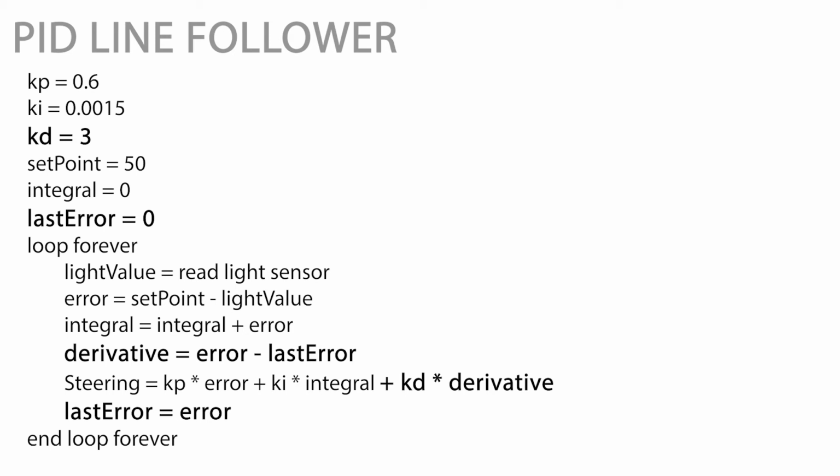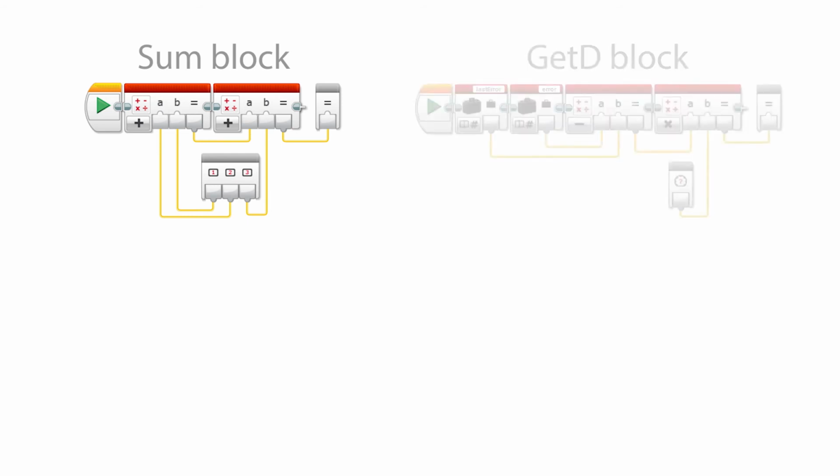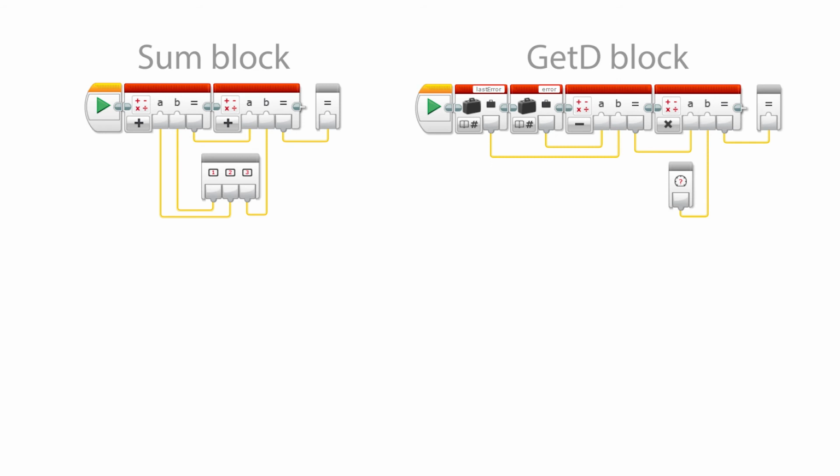In the loop, the last error is subtracted from the current error to calculate the variable named derivative. Then, the value of the derivative constant is multiplied by the derivative, and the result is used to calculate the steering value. At the end of the loop, the last error variable is set to be equal to the current error. To simplify the code, we created a custom block named sum, which can sum 3 numbers, and we created a custom block named getD to calculate the steering value of the derivative part.